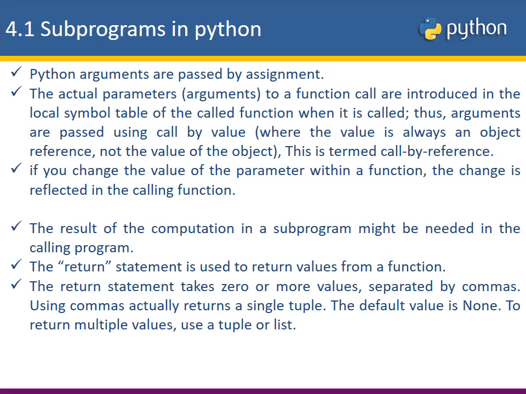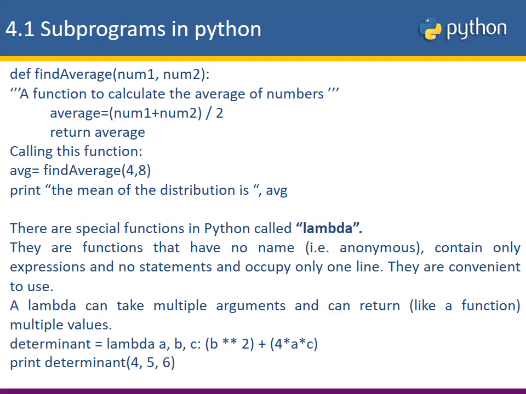A function is known to return multiple values using a tuple. So we have the example here. We define find average with num1, num2, and a function to calculate the average. We print after calling the function find average with the same values provided, print the mean of the distribution is average, because we have already returned average. When we print by calling the function, the mean of the distribution will be the average that we have returned.